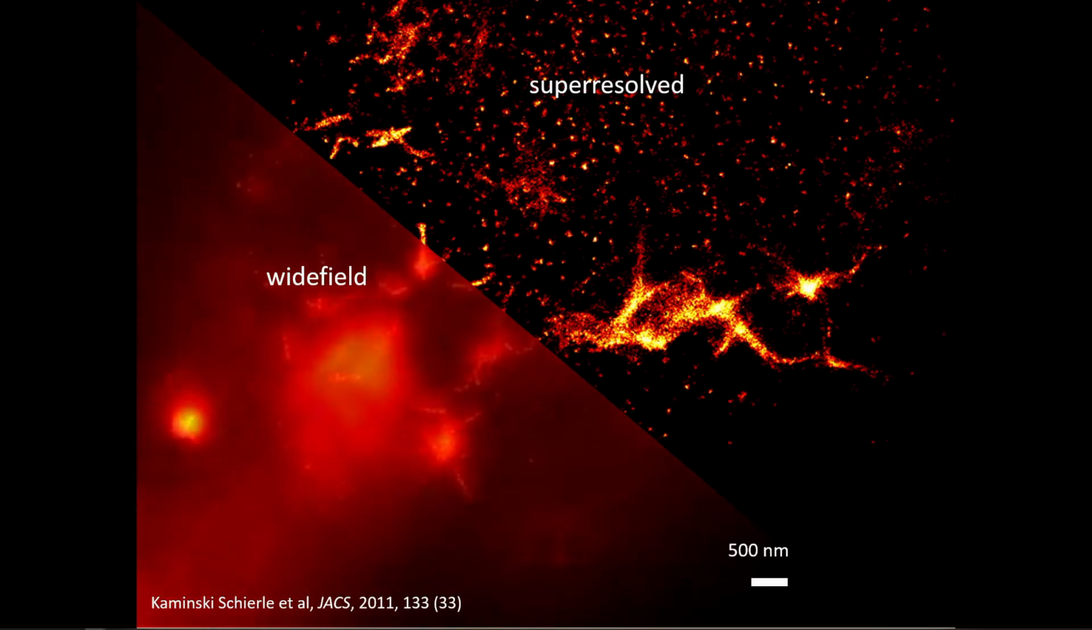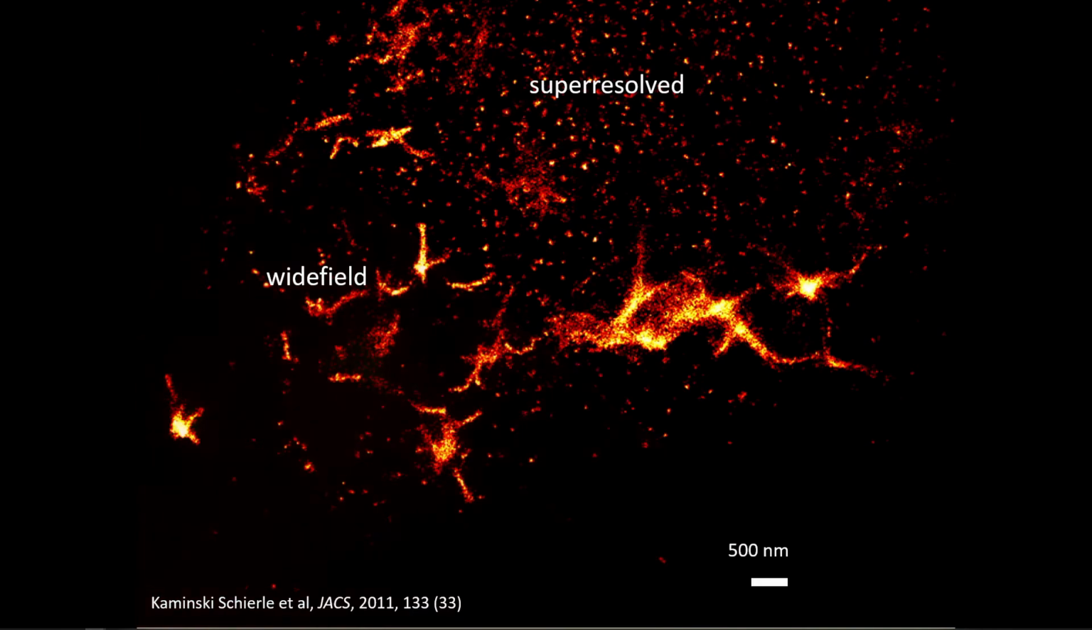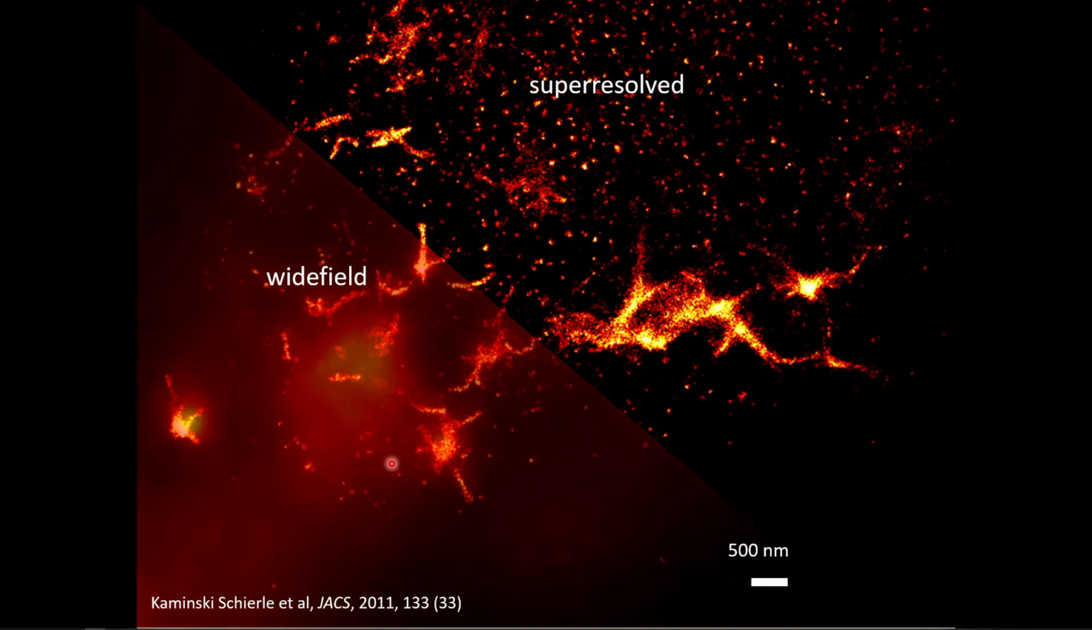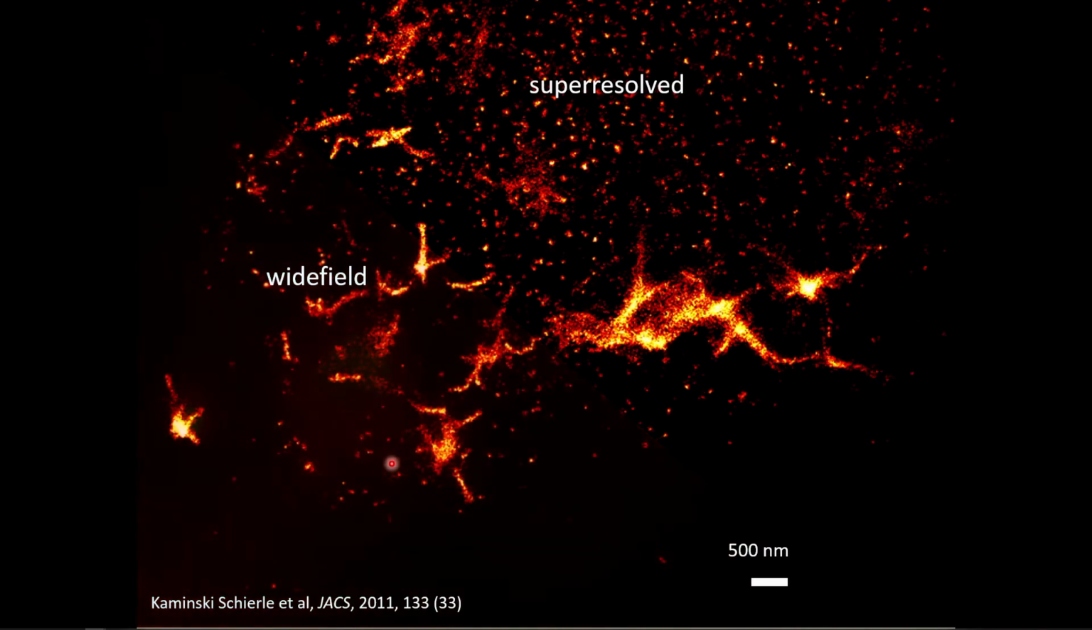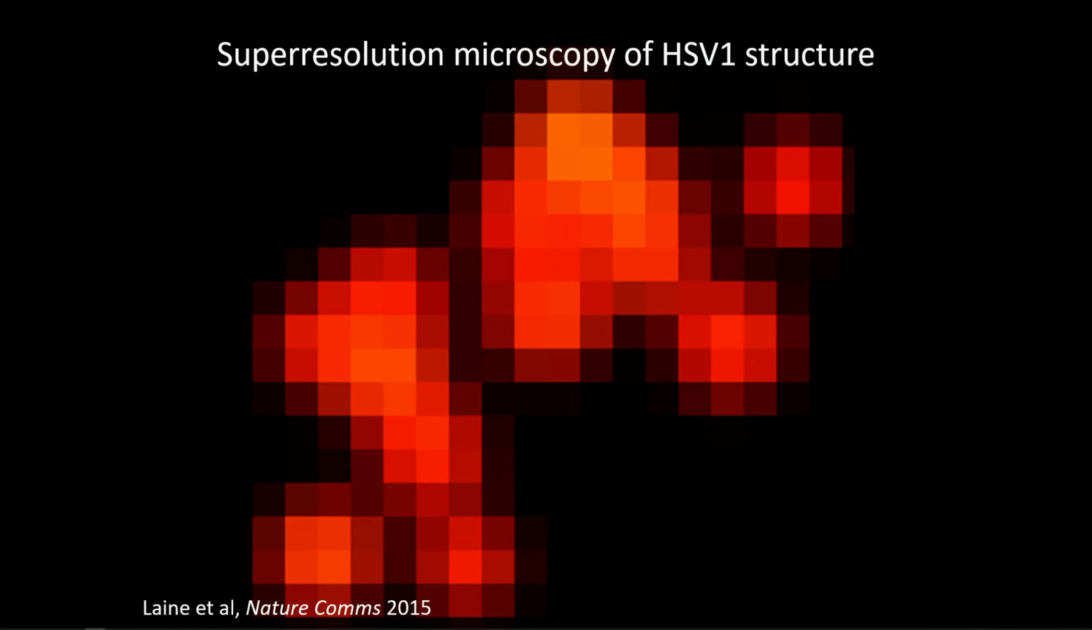So here are other examples. Just to come back: if you look at the lower half of the image on the left, this is what the super resolution image turns that into. So you get massive increases in contrast. You see some of the fibrils now clearly, and you get molecular scale information.